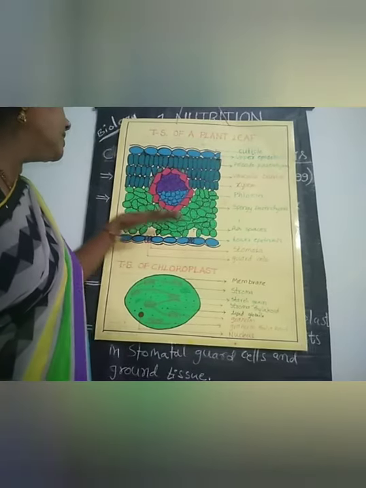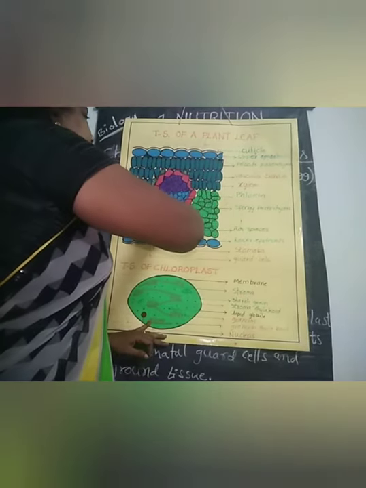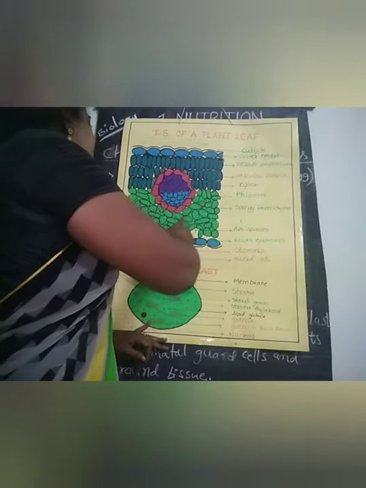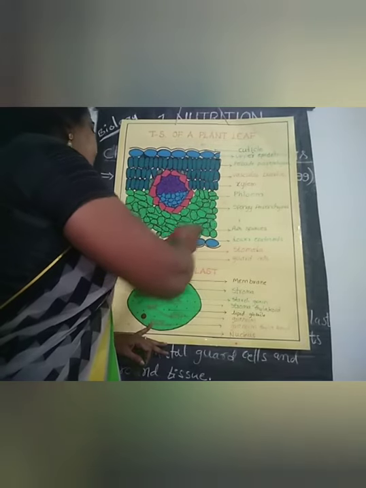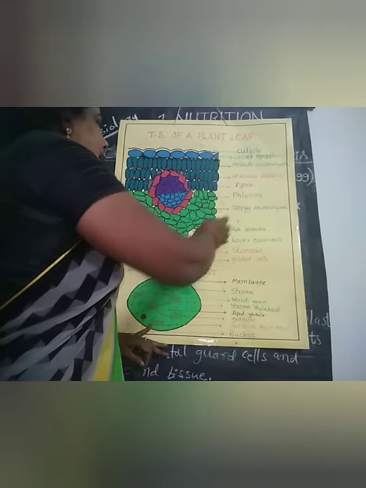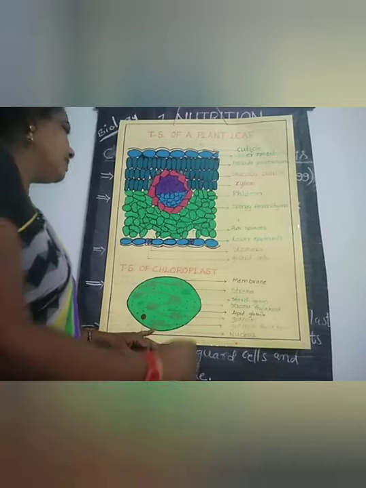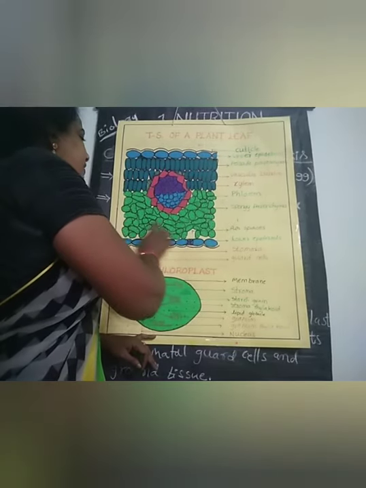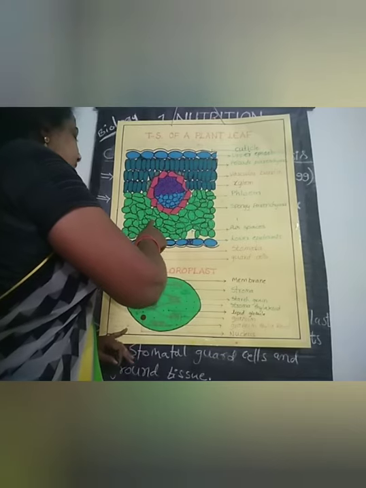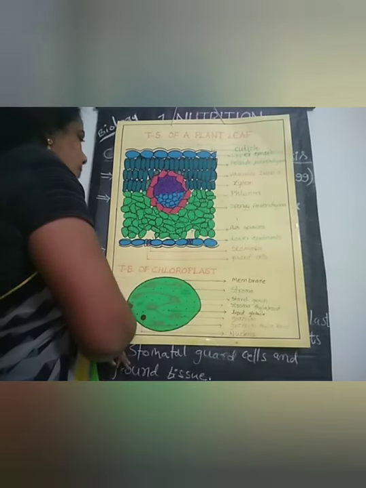And next here, spongy parenchyma. Below the palisade parenchyma, spongy parenchyma is located. Spongy parenchyma consists of fewer chloroplasts. Here are dots, have you seen, children? Each dot indicates a chloroplast.